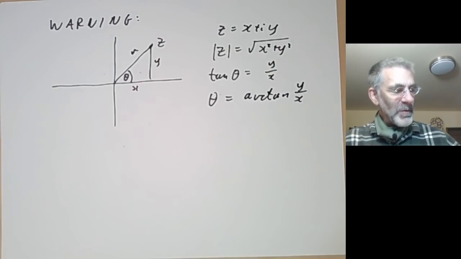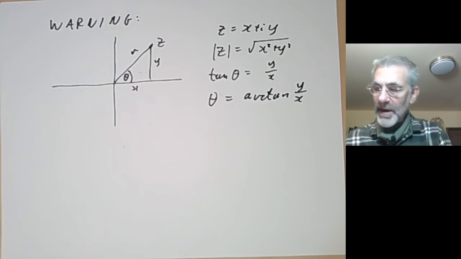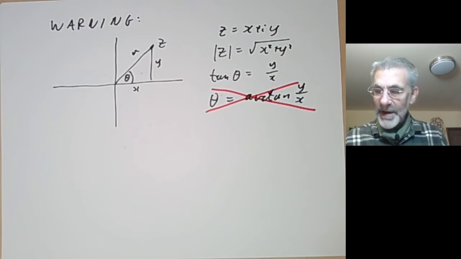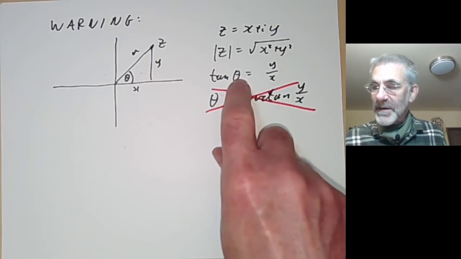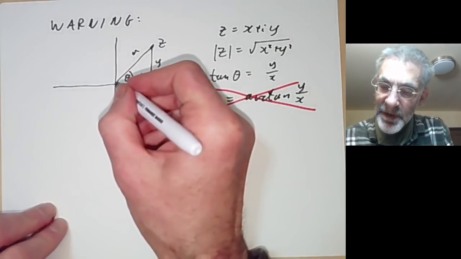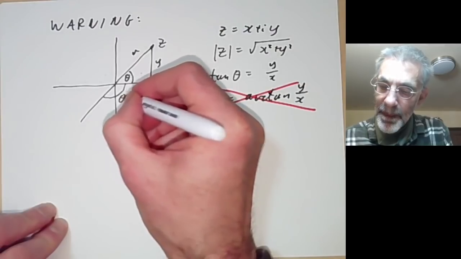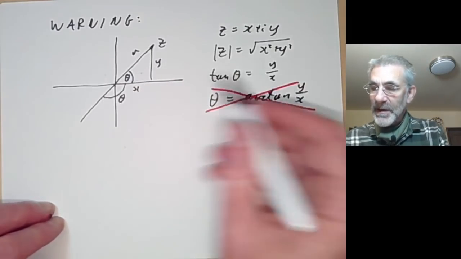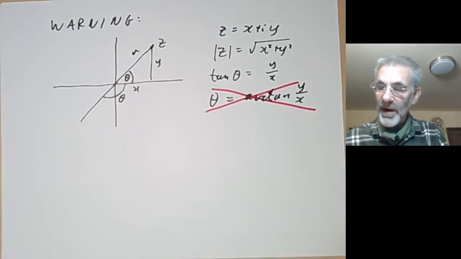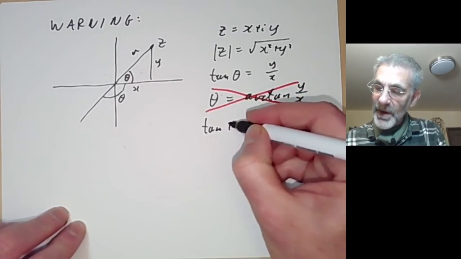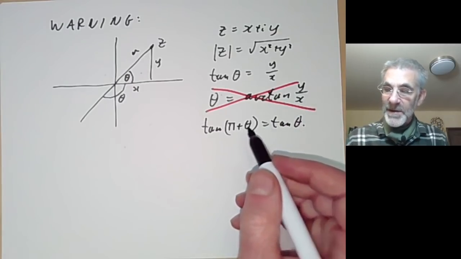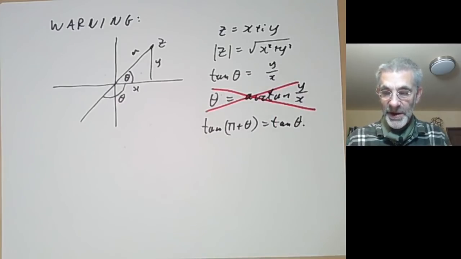Well, if you do that, you will quite often get the wrong answer, because this formula here is incorrect. The problem is that there are several different angles whose tangent is y over x. For instance, if we look at this angle here, then the tan of this angle is the same as the tangent of this angle. And these two angles differ by pi. So the problem is that tan of pi plus theta is equal to the tan of theta. So you can't work out theta by taking the arctangent of y over x in general.